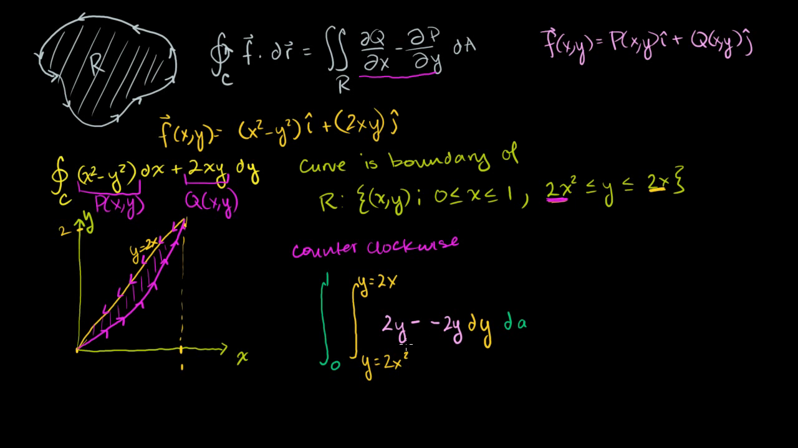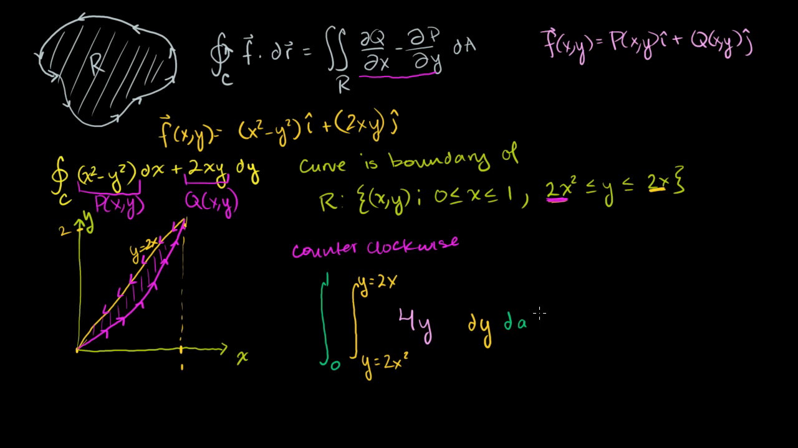And so this simplifies to 2y plus 2y. I'm just subtracting a negative. Or this inside, and just to save space, this inside, that's just 4y. I don't want to have to rewrite the boundaries. The partial of Q with respect to y, 2y, minus the partial of P with respect to y, which was minus 2y. You subtract a negative, you get a positive. You have 4y. So let's take the antiderivative of the inside with respect to y.